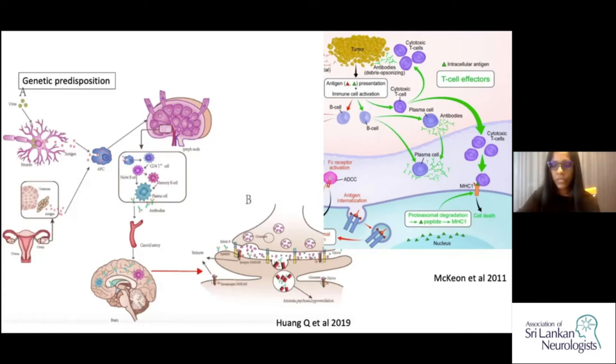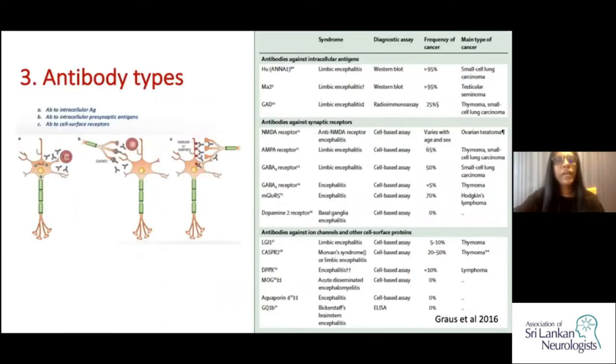Okay, so moving on. Let's try to understand the types of antibodies, because you'll be hearing different types of antibodies being mentioned during this lecture. So I thought it would be nice to put a diagrammatic expression of what these antibodies are and where they would be acting. So the first group would be the intracellular antibodies, and the commonest ones that we know of are anti-HU, anti-MAR, and anti-GAD antibodies.